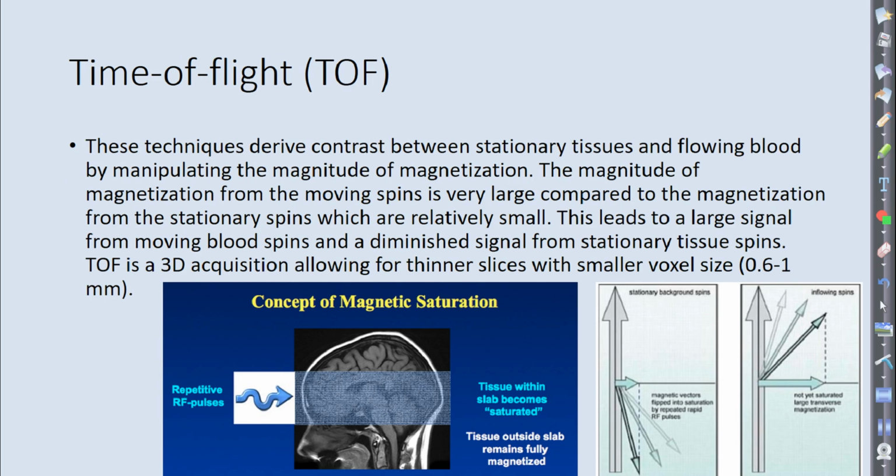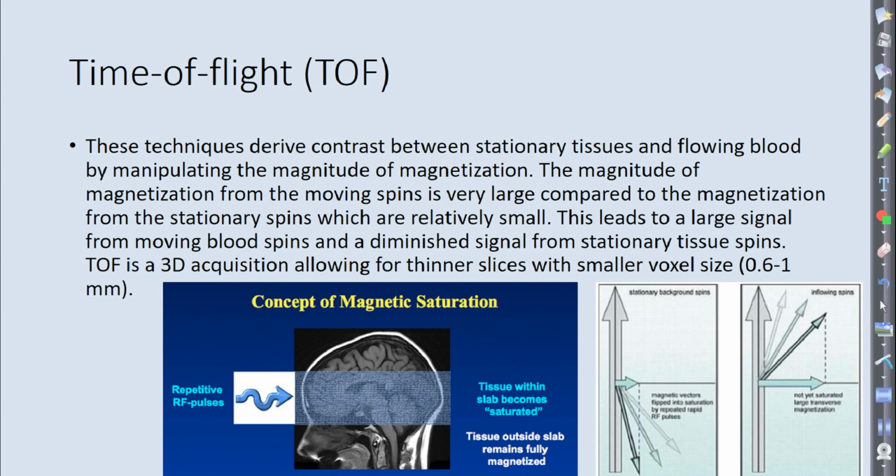All right, so our time of flight sequence, this is where we're going to be incorporating that saturation. Remember, saturation is pushing our vector past 90. Partial saturation is between 90 and 180. Full saturation is 180, right? So our stationary tissues are going to be saturated because we're going to give them repeated RF pulses.